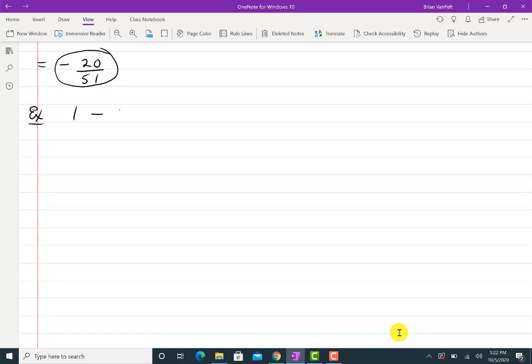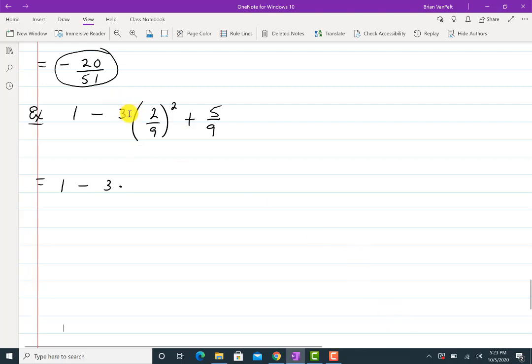Next, we have 1 minus 3, parenthesis, 2/9 squared plus 5/9. And once again, that parenthesis is just there to hold the whole fraction inside of it. So I need to do the exponent. So I have 1 minus 3 times. Between the 3 and the parenthesis is automatically a multiplication. Now let's do 2/9 to the second power. 2 to the second is 4. 9 to the second is 81.